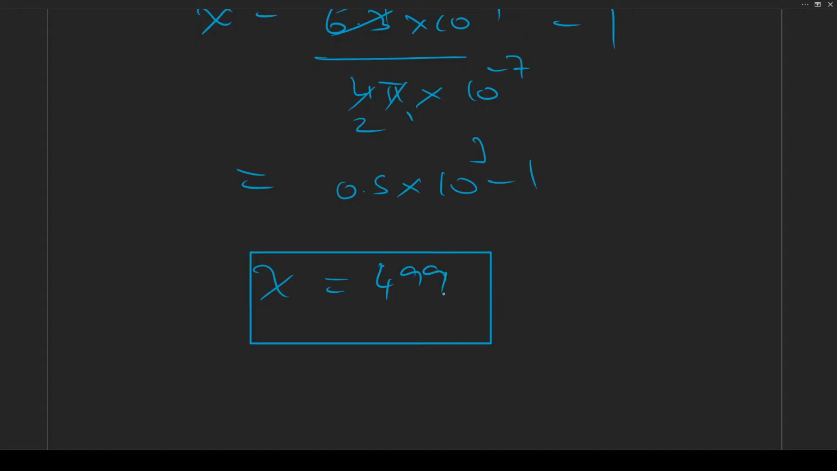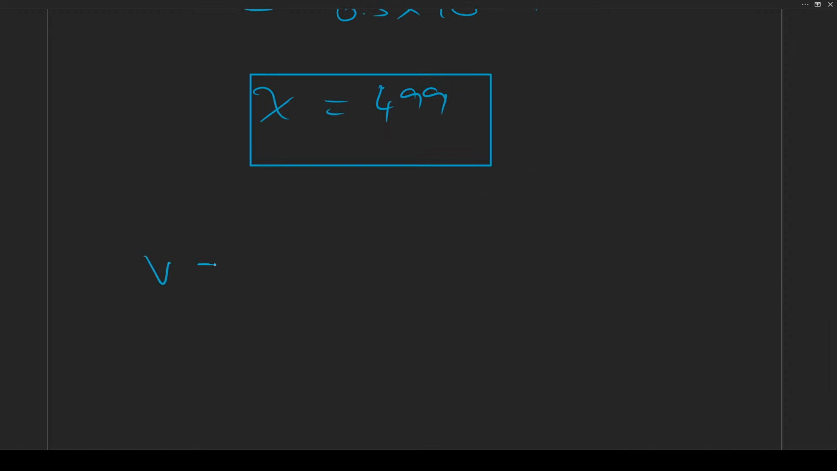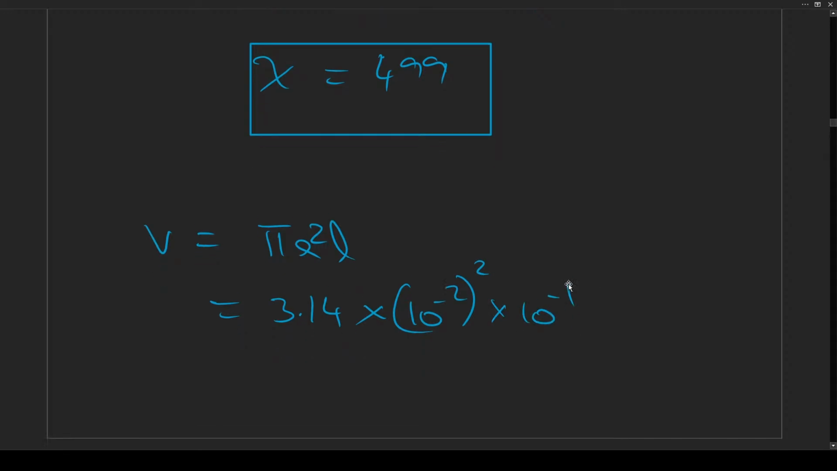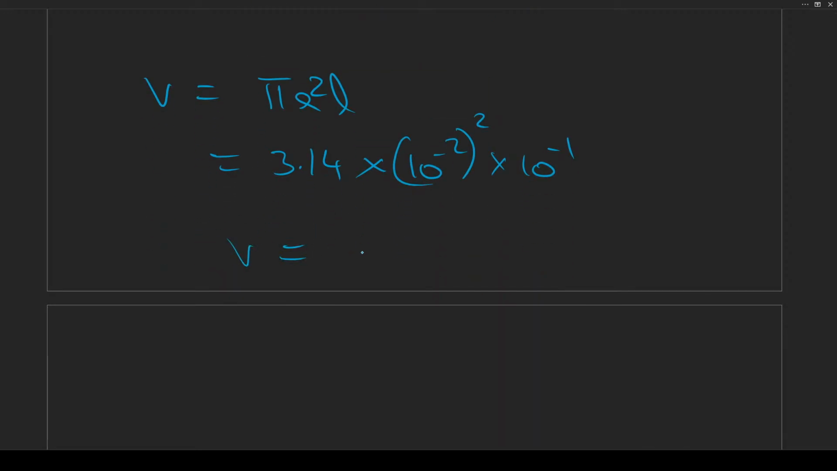Now volume, if we want to find out the second unknown value. Volume for a cylinder is pi r square times L, taking pi value 3.14. R, they gave diameter as 2 centimeters, so radius is 1 centimeter, 10 power minus 2 whole square, and length of the conductor was said to be 10 centimeters, so 10 power minus 1. Finally, volume is equal to 3.14 into 10 power minus 5 meter cube.